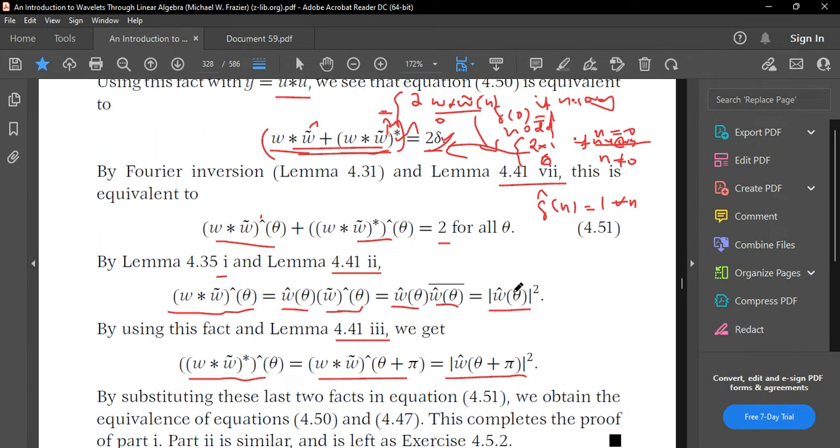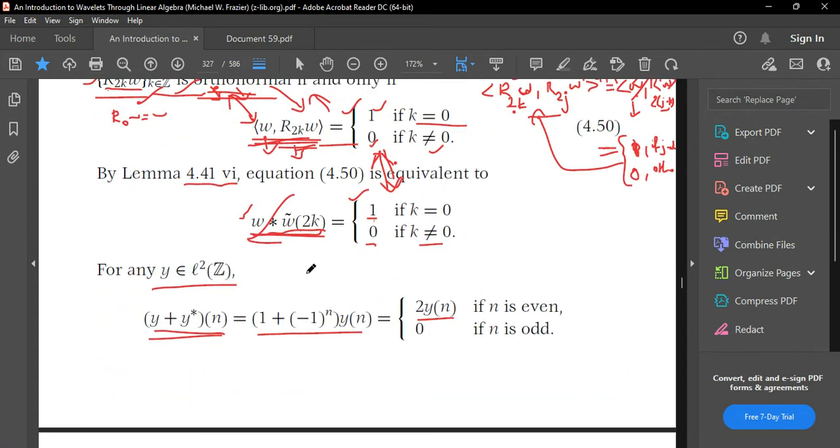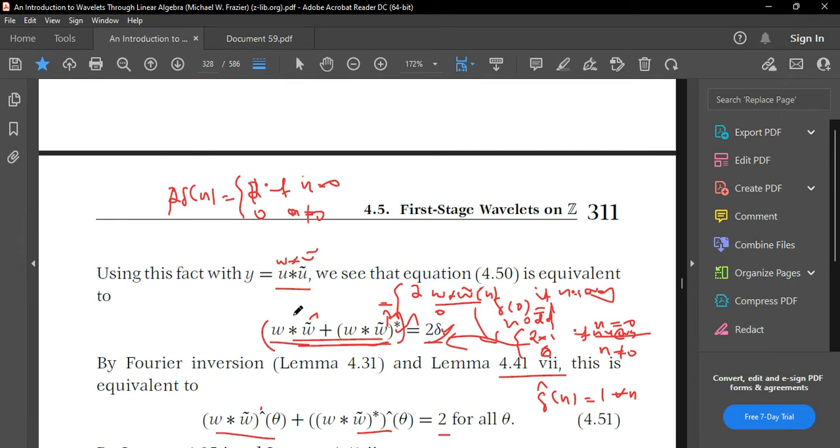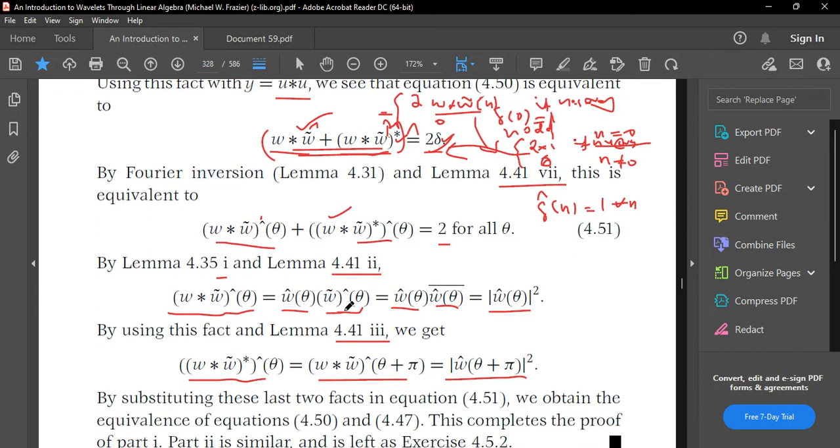So now we have, if this is true, implies we can write this is true, then this is true. Then using these two facts, applying here and here, we will get modulus of w cap of theta whole square plus modulus of w cap of theta plus pi whole square will be equal to this 2.